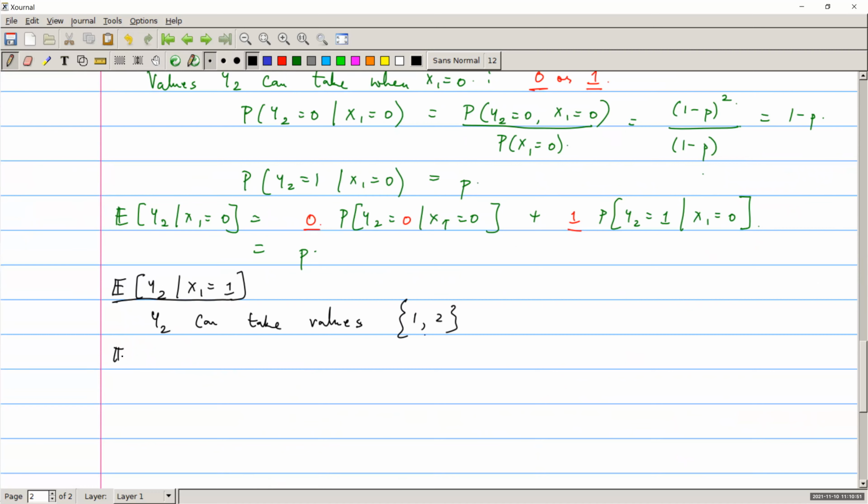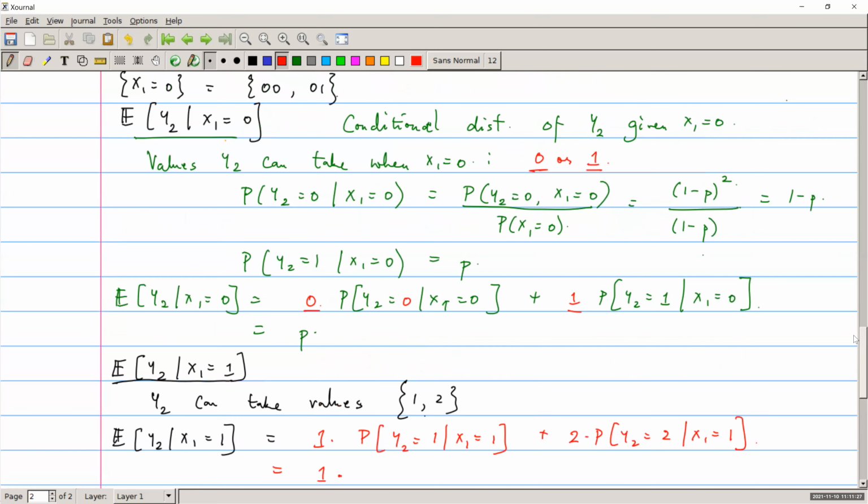Right, so the expectation of y2 given x1 equals 1 will be, I run through each of these values, 1 times, I'm going to weight it with the probability y2 equals 1 given x1 equals 1, plus 2 times the probability y2 equals 2 given x1 equals 1. So what are these values? This is 1 times, what's the probability y2 equals 1 given x1 equals 1?